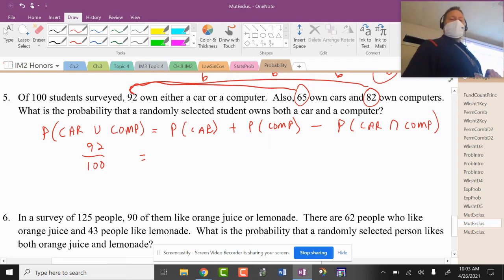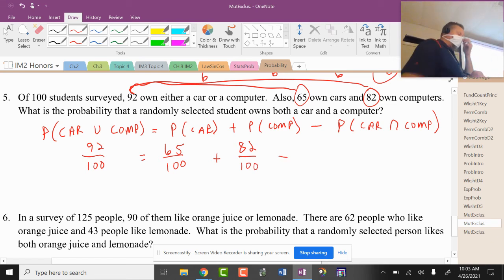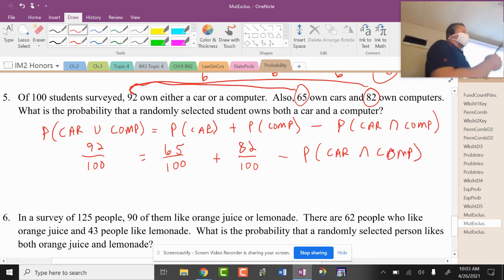Probability that you own a car if I picked you, and only a car. Probability that you own a computer. 82 own a computer. What's the probability that you own both? That's what I don't know. Yay. That actually works now. Slamming the back of the pen actually gets my pen back.